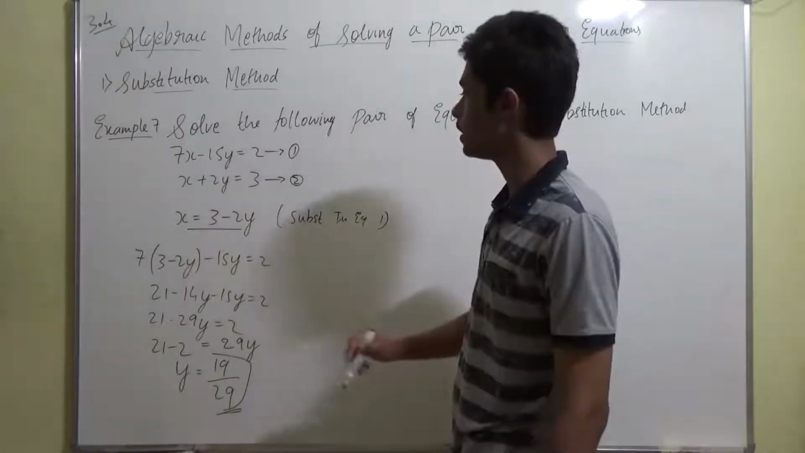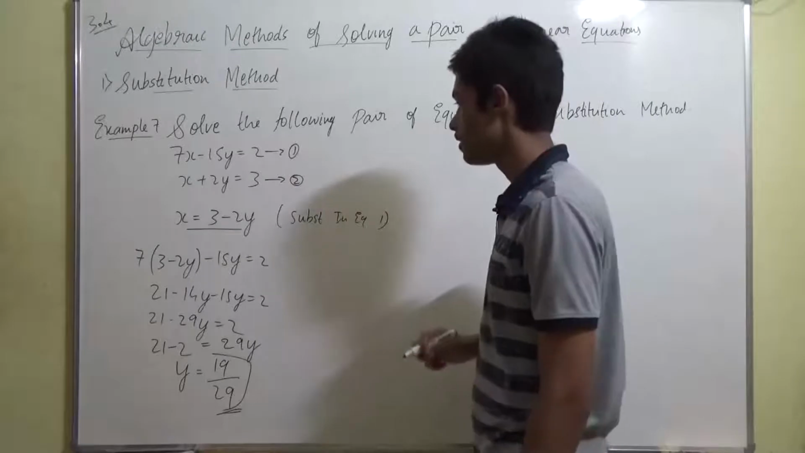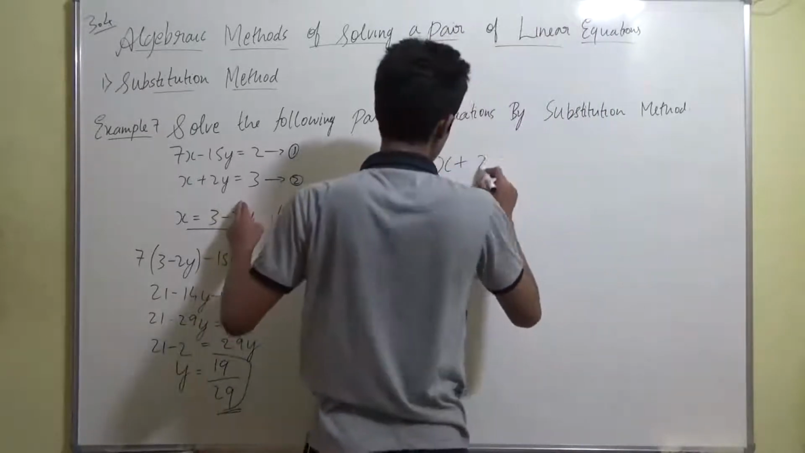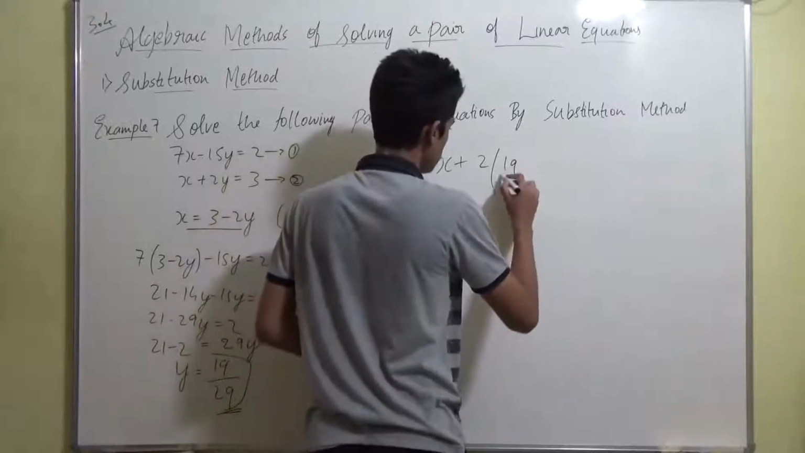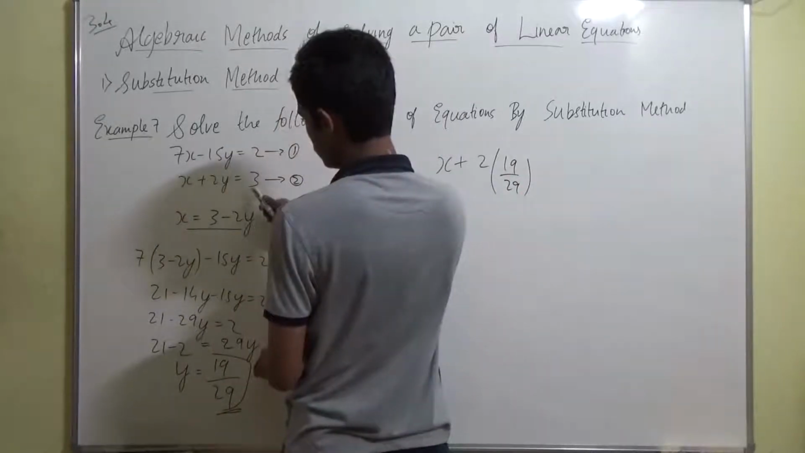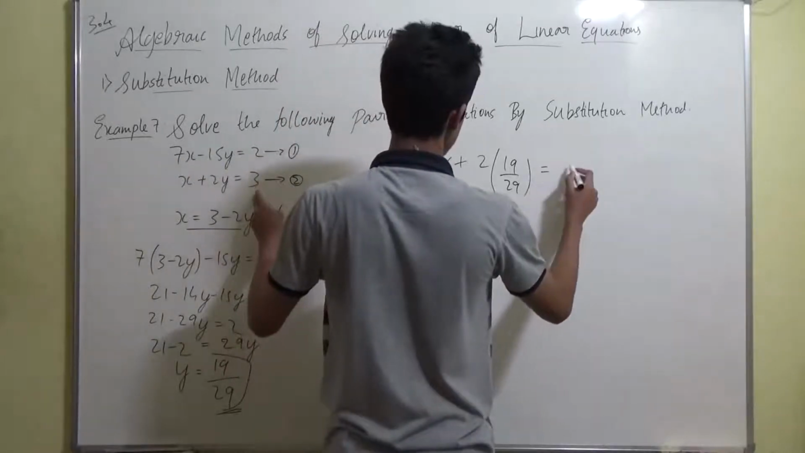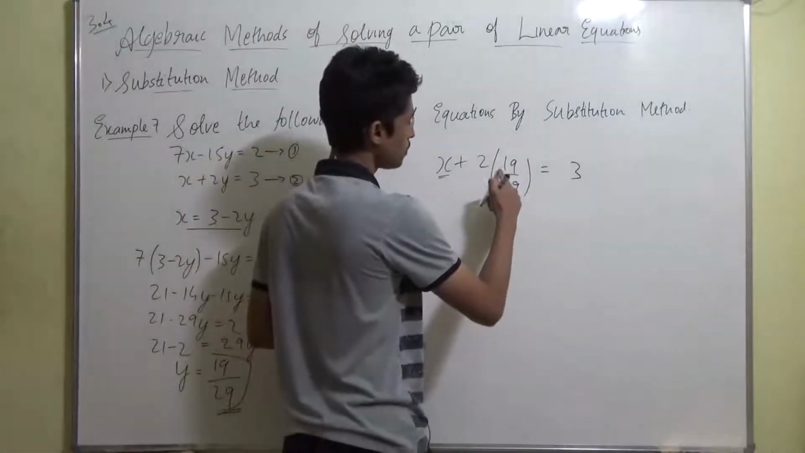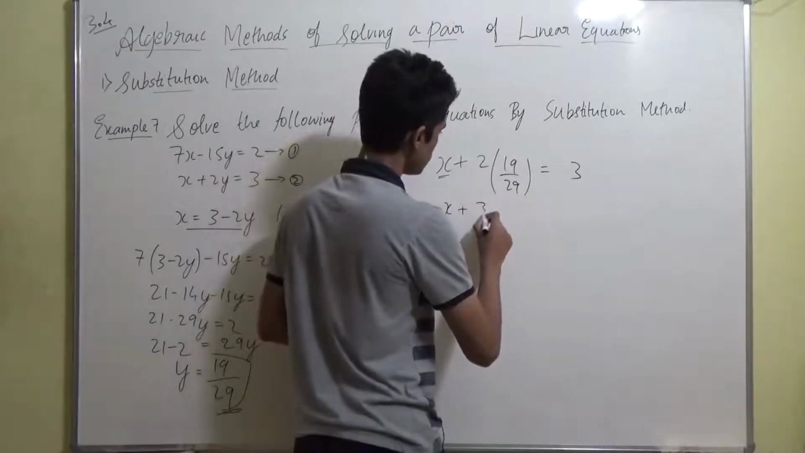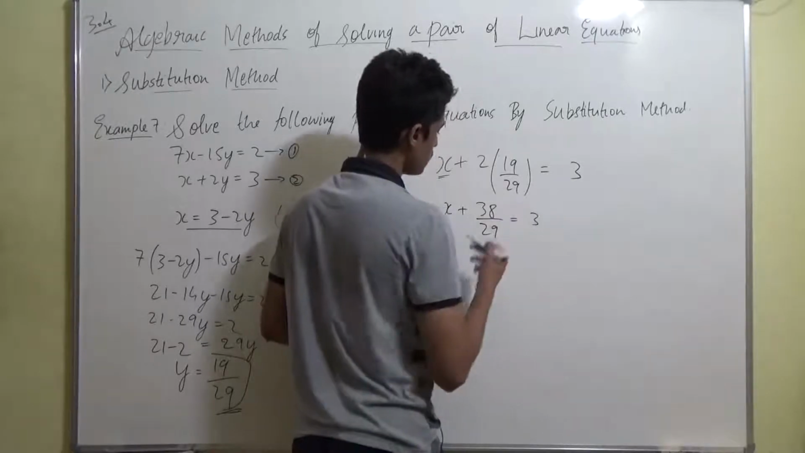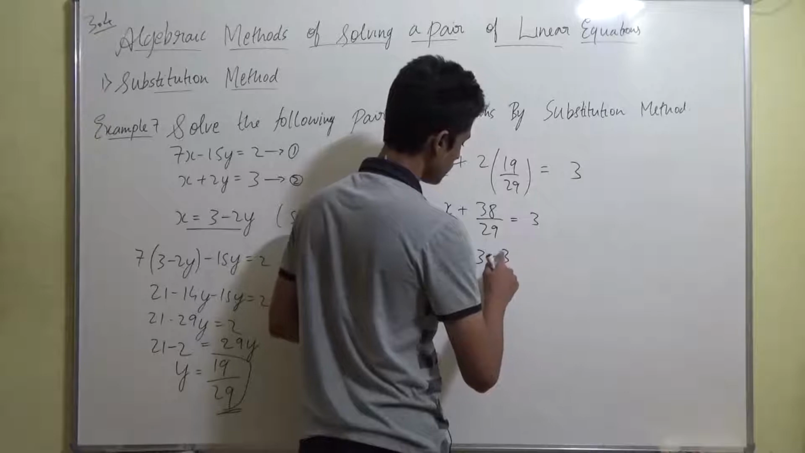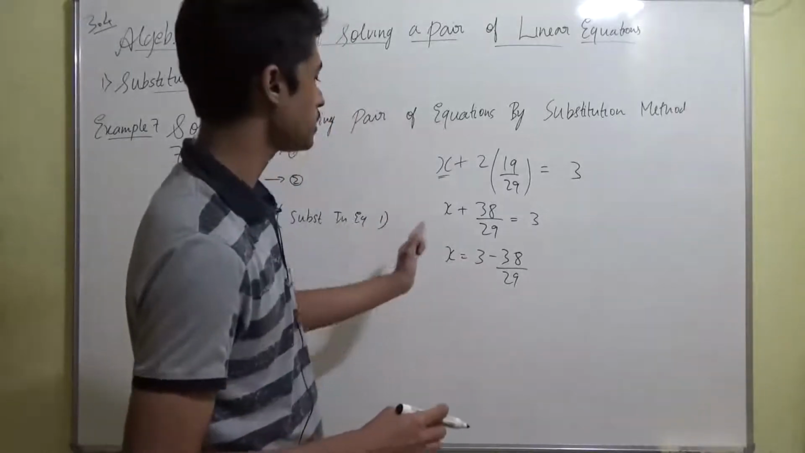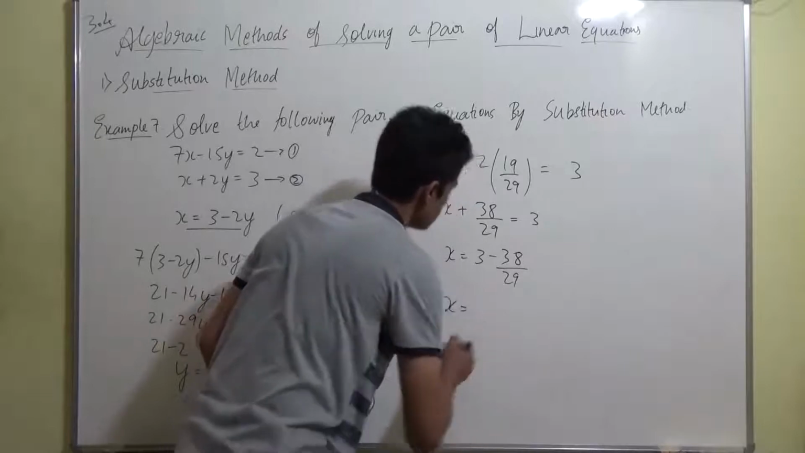Let's put this value in equation 2, because it seems a bit easy, right? x plus 2 into y, right? 2 into the value of y which we got as 19 by 29 equal to 3. Now with this we will be able to find the value of x, right? This becomes 38, 2 into 19 is 38. So it is x plus 38 by 29 equal to 3. Now x equal to 3 minus 38 by 29. Right. Now we have to do the multiplication and then we'll find the value of x after taking the LCM.